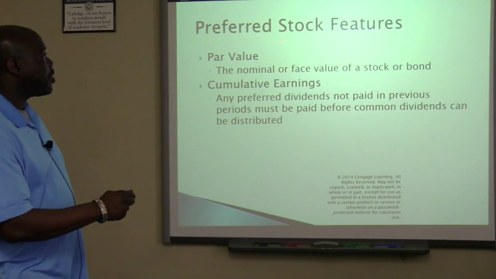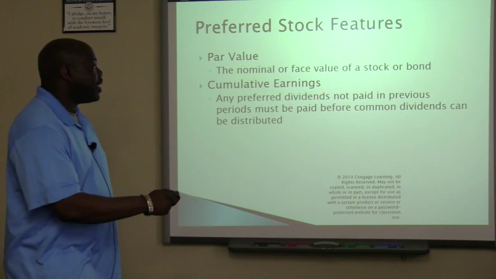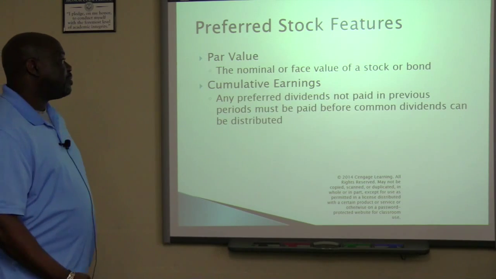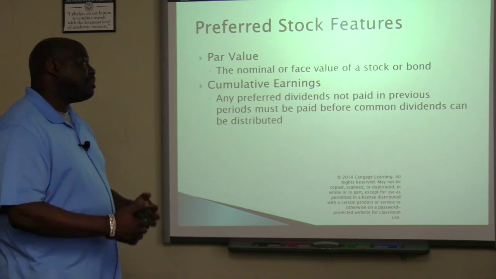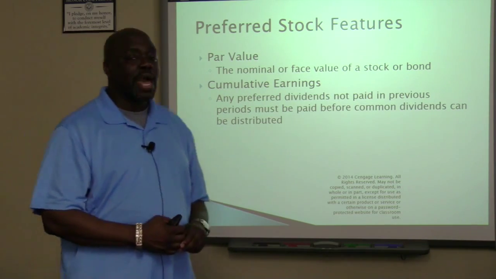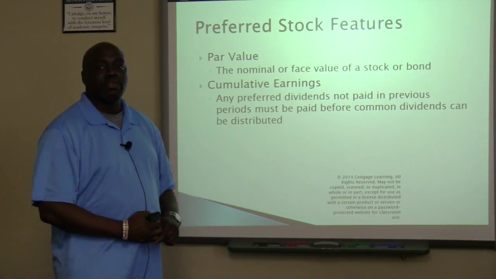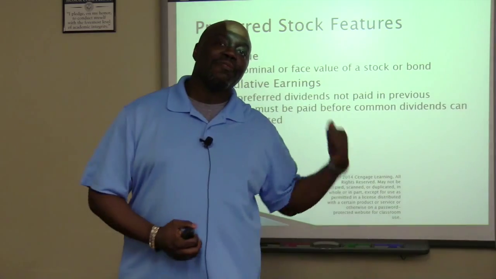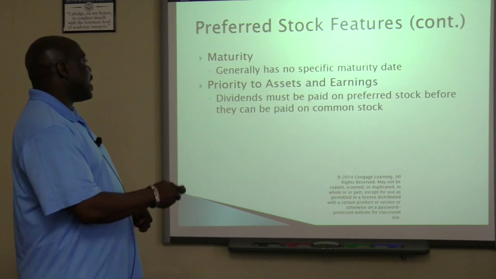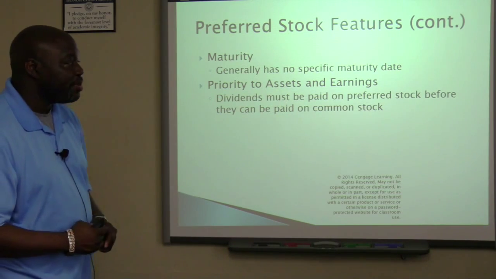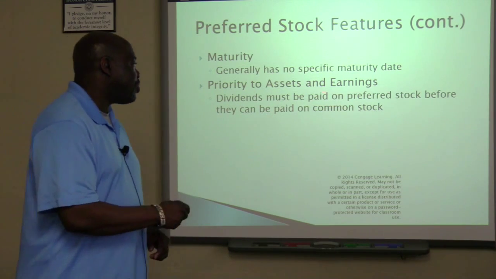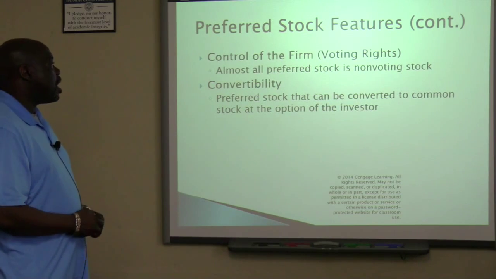Some preferred stock features: they have a par value, or face value, of the stock or the bond. They have cumulative earnings. Any preferred dividends not paid in the previous year must be paid before common dividends can be distributed. So if you think about it, preferred comes first. Just like if a company was to file bankruptcy, the preferred stockholders are going to get their money before the common stockholders. They have maturity. There's generally no specific maturity date, and priority to assets and earnings. Dividends must be paid on preferred stocks before they can be paid on common stocks.